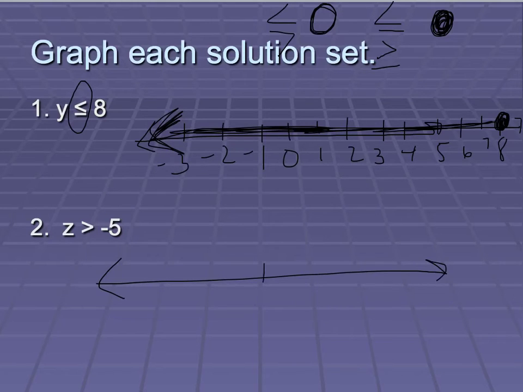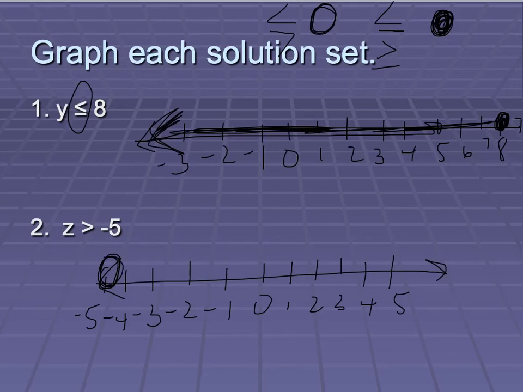Okay, so here's my number line. And -1, -2, -3, -4, -5. Okay, so I'm going to put an open circle because we're not including -5. All the numbers greater than -5 are bigger. All of these numbers that I'm shading through are greater than -5.